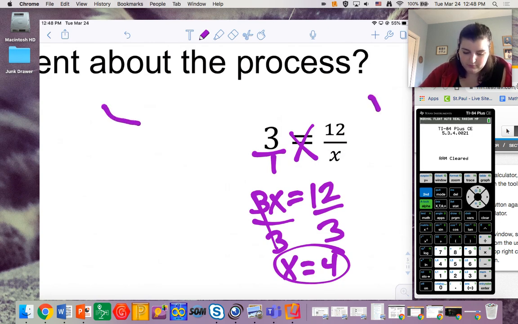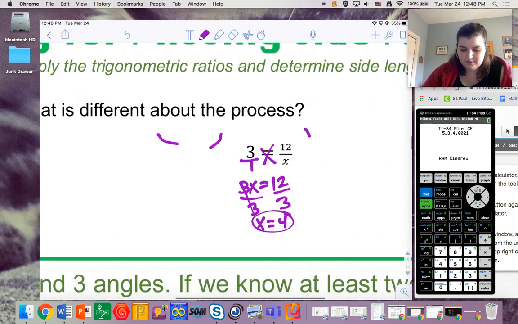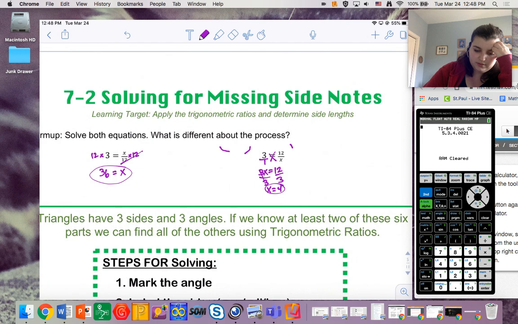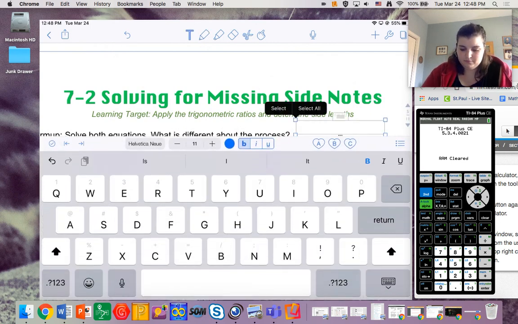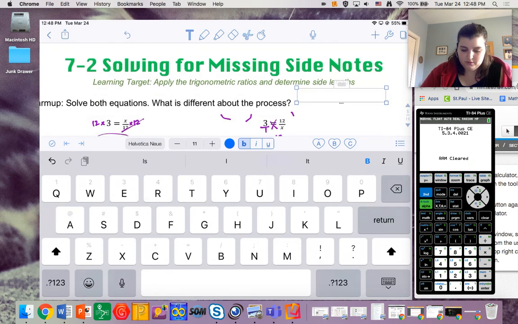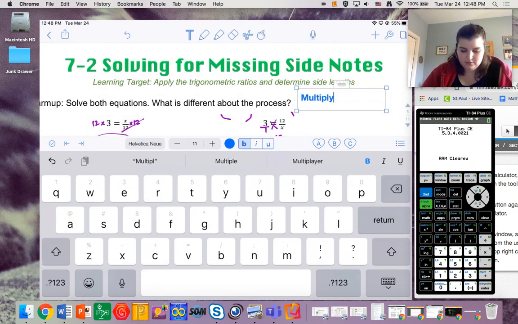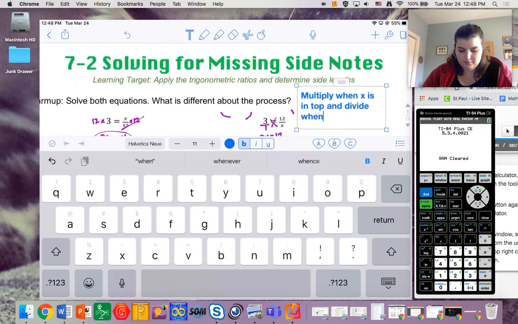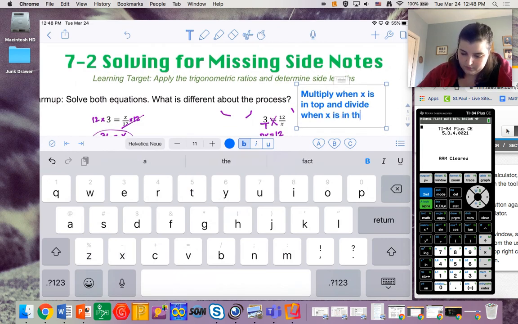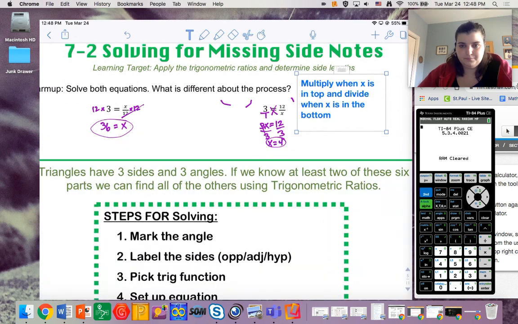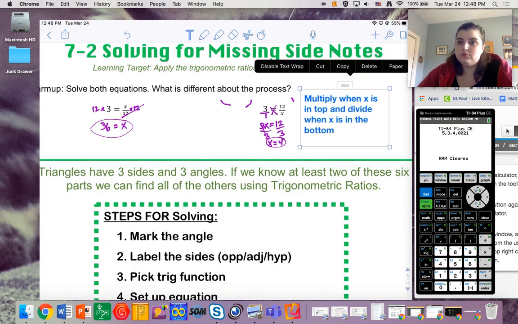So really, why can't I zoom out? Really, the difference is that we are either multiplying or dividing. We multiply when x is in the top and divide when x is in the bottom. Okay, just informal language, little description there. Cool.